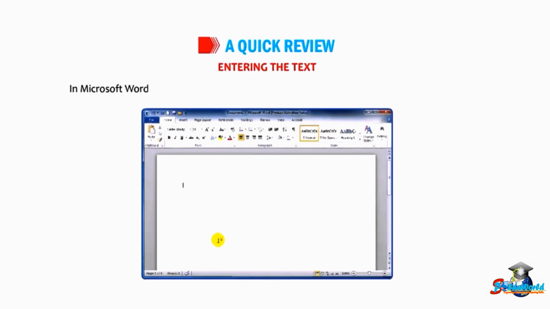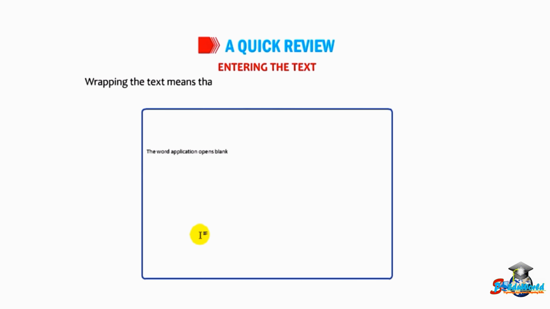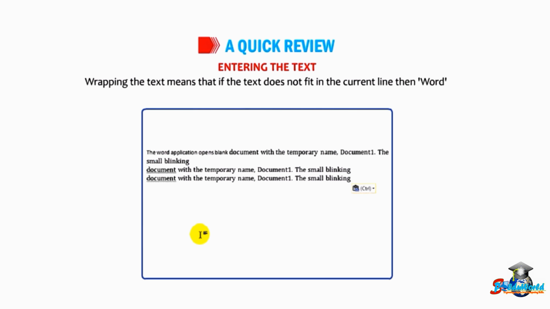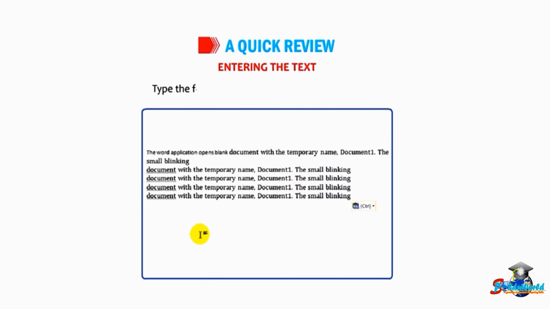In Microsoft Word, while typing, you will observe that Word wraps the text automatically. Wrapping the text means that if the text does not fit in the current line, then Word shifts it to the next line by default. Type the following text and observe the wrap effect.